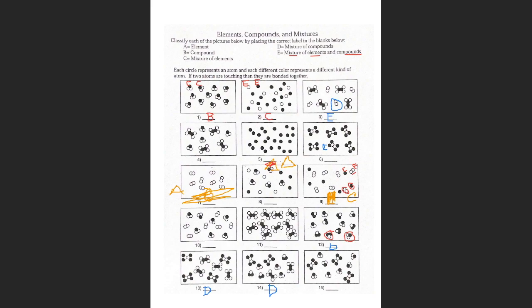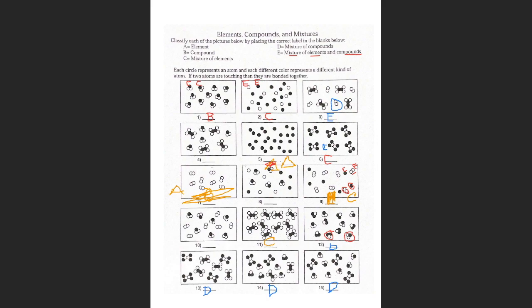So since 6 is C, is 11 C? Six is C. What is C? C is compound, right? I don't even have this list memorized. C is mixture of elements. Six is C. 11 is C. Yes. Okay. Yeah, 11 is C. Yeah, 15 is D.